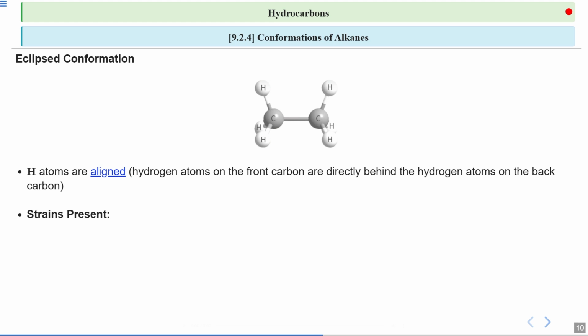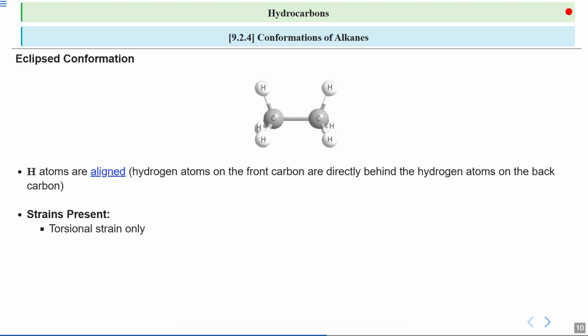Now we are seeing what kind of strains are present here. Strains are forces that can affect the stability of a molecule. We have seen it. Now we will see what types of strains are available in this eclipsed conformation.